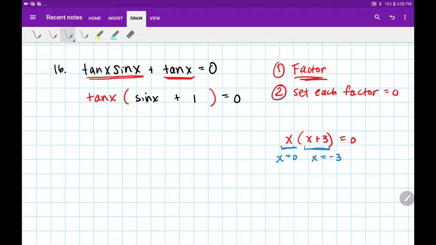Well, by setting each factor equal to 0. You set x equal to 0, and you set x plus 3 equal to 0. And by doing some quick mental math, you can get the solutions. We're going to do the same here now.